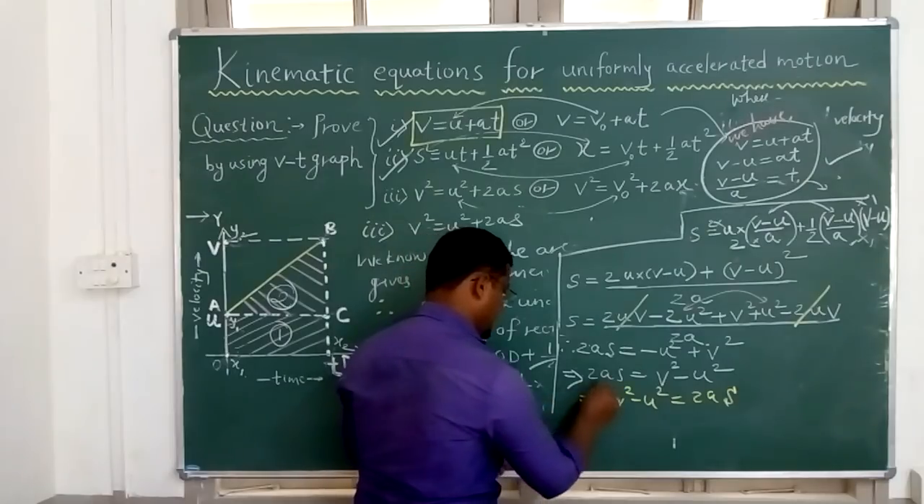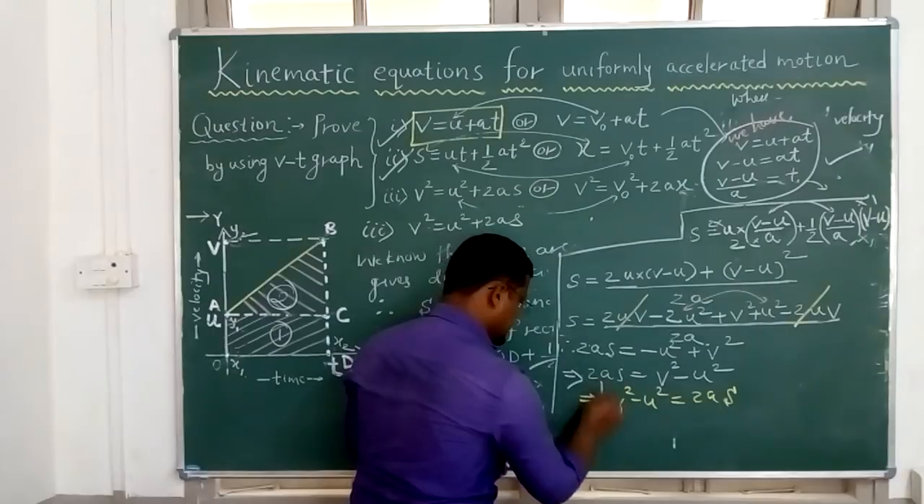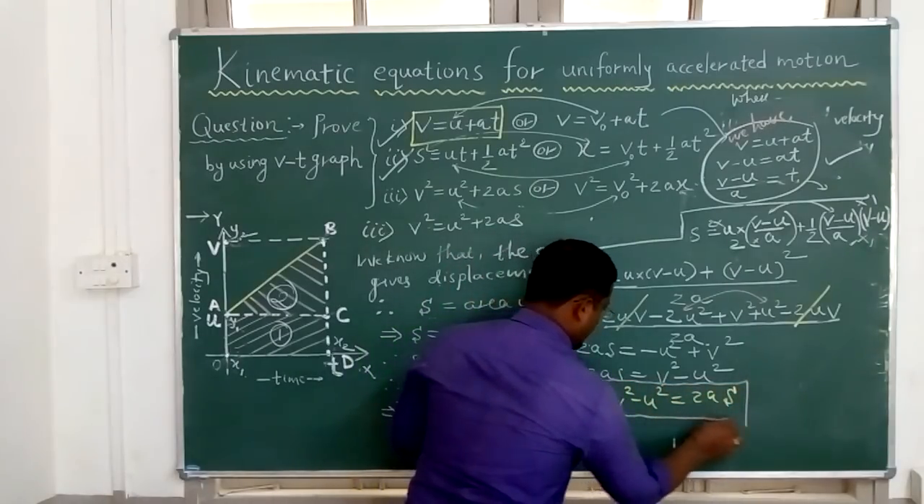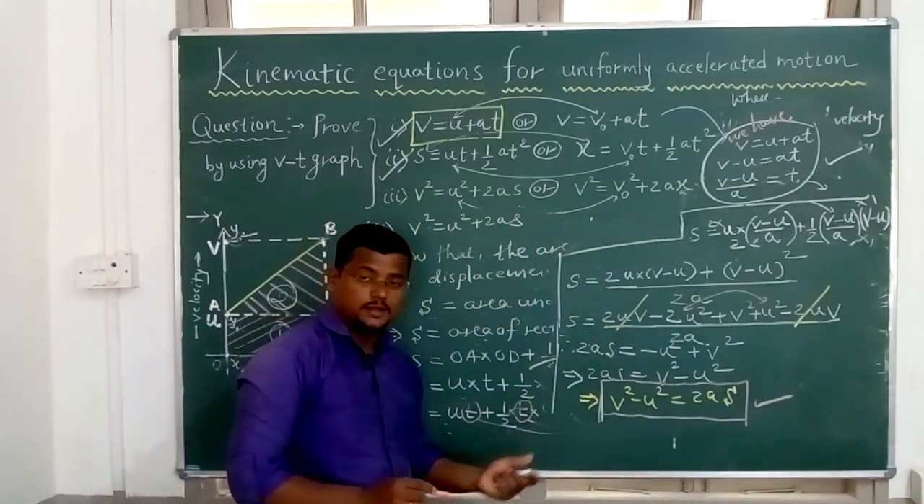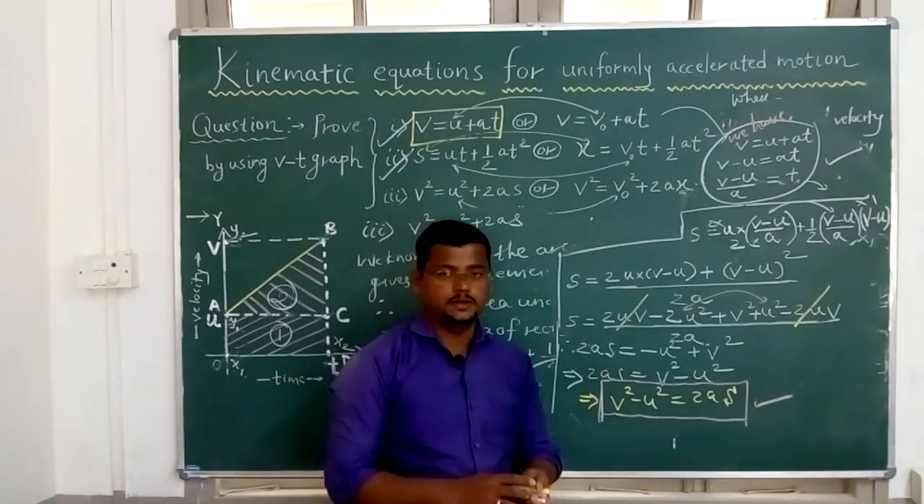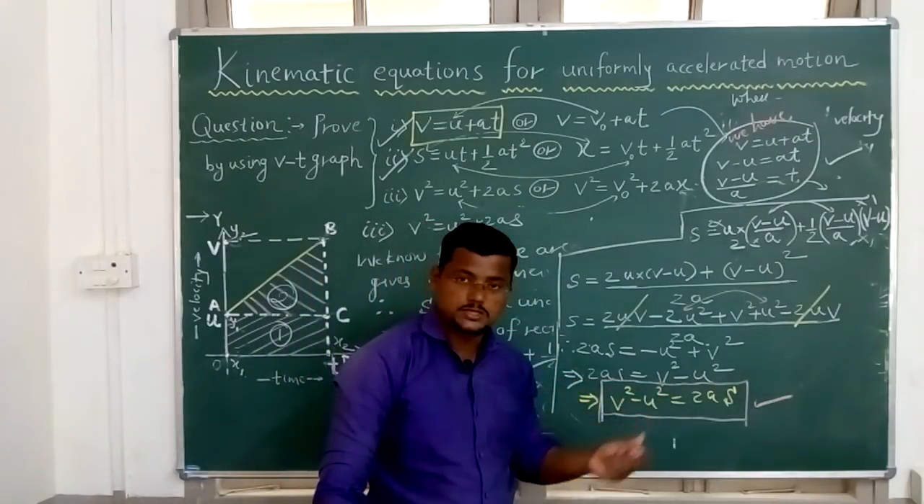This is my proof here. These proofs are simple, but your attention is required here. So V square minus U square is equal to 2AS. Everything is same. Only whether you require time or not will decide the next part of the derivation. Here the half part of this second, third equation is also the same.